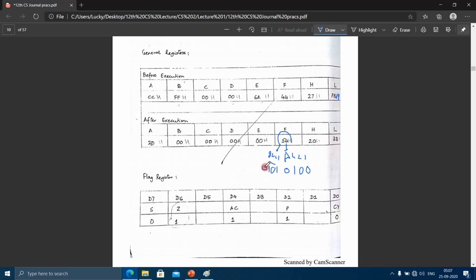So when you match it with the flags, 0, 1, 0, 1, 0, 1, 0, 0, this is how you will get the value of the flag register. Sign 0, this bit is not used. Auxiliary carry, this bit is not used. Parity, this bit is not used. Carry.